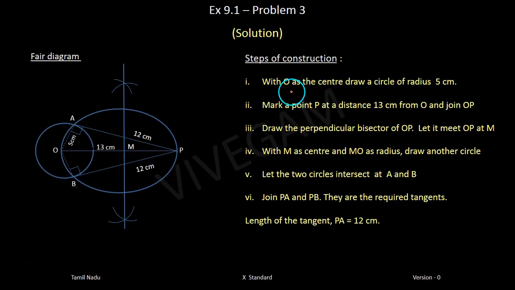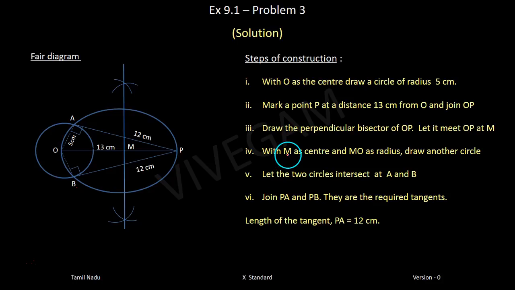So what does it say? With O as a center, you're drawing a circle of radius 5 centimeter. You got it? So this is the first step. Mark a point P, which is at a distance of 13 centimeter. Draw a perpendicular bisector of OP. So this is the perpendicular bisector. I explained how to do it.